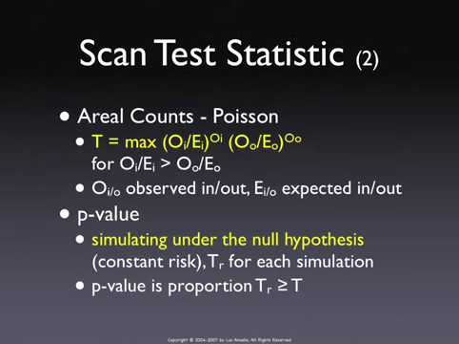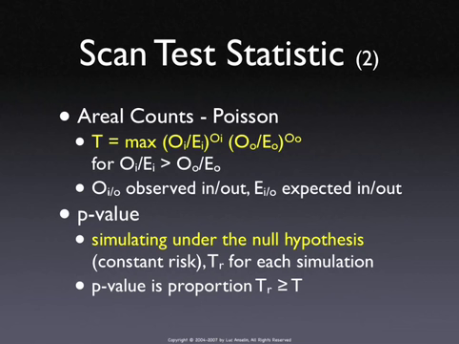As I mentioned, if we have counts of events by area, we use the Poisson distribution, which gives us a slightly different but very similar kind of test. You see this is inside, observed over expected, outside, observed over expected, raised to the number of observed inside and the number of observed outside. And you'd only do it for those cases where the ratio in the circle is higher than the ratio outside the circle. It's actually a one-sided test.